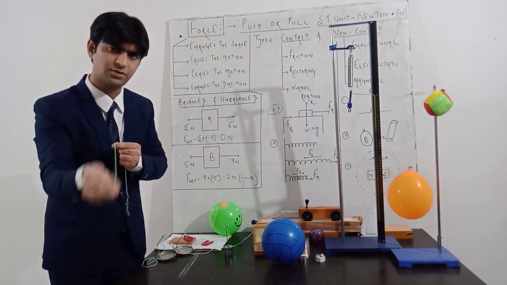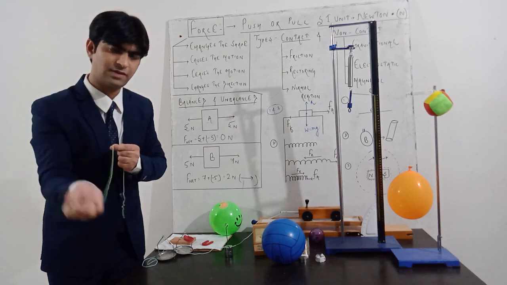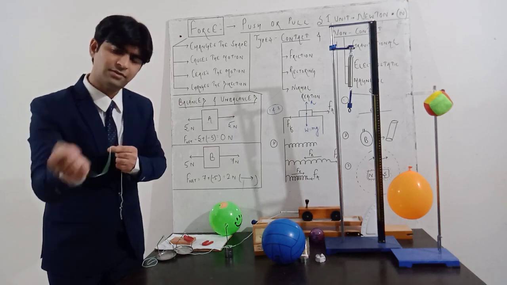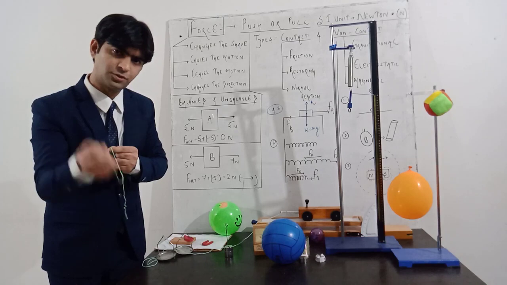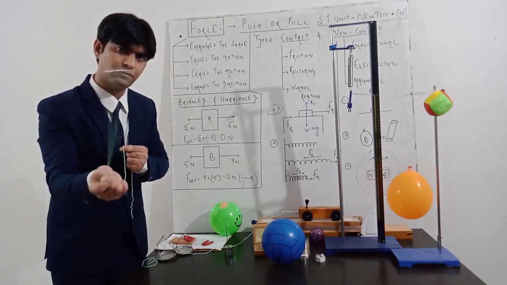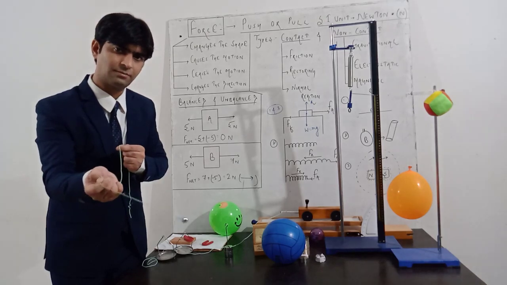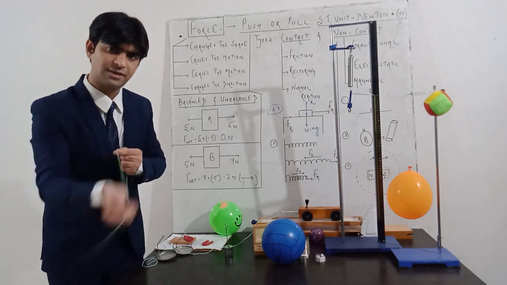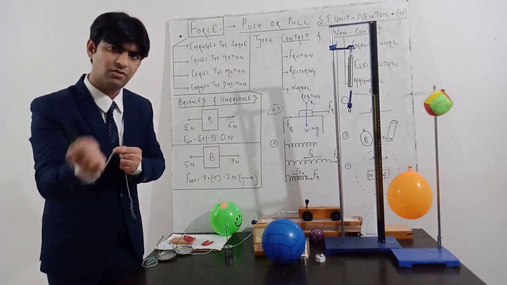In uniform circular motion, as we have discussed in the last chapter also, the direction of motion, or the direction of velocity, continuously changes. If I stop applying force, this bob will come to rest. So without application of force, the direction of motion of a body will not change.